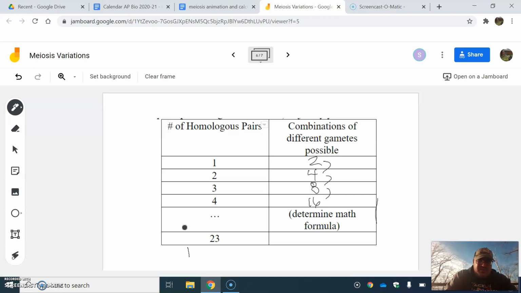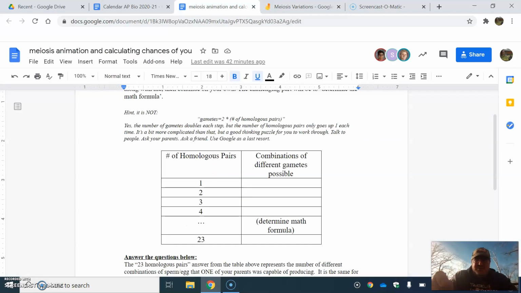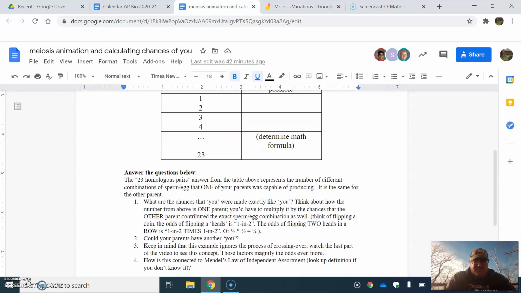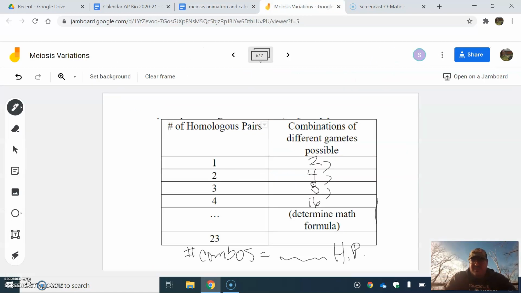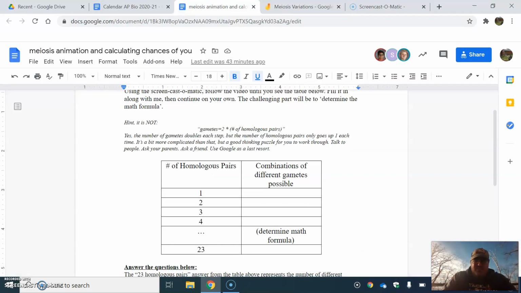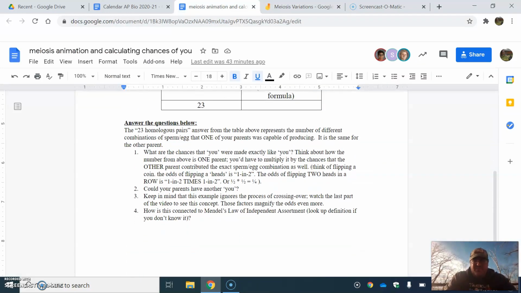Your formula is going to be like number of combos equals, and then some type of math with homologous pairs. And I did give a hint on the worksheet, here's the hint right here in the middle, that it is not 2 times the number of homologous pairs. It actually doesn't work out that way. So it's going to take a little bit more creative thought on your part. And then you're going to go through, and you're hopefully going to be able to answer these questions down below here. That's your homework for that.